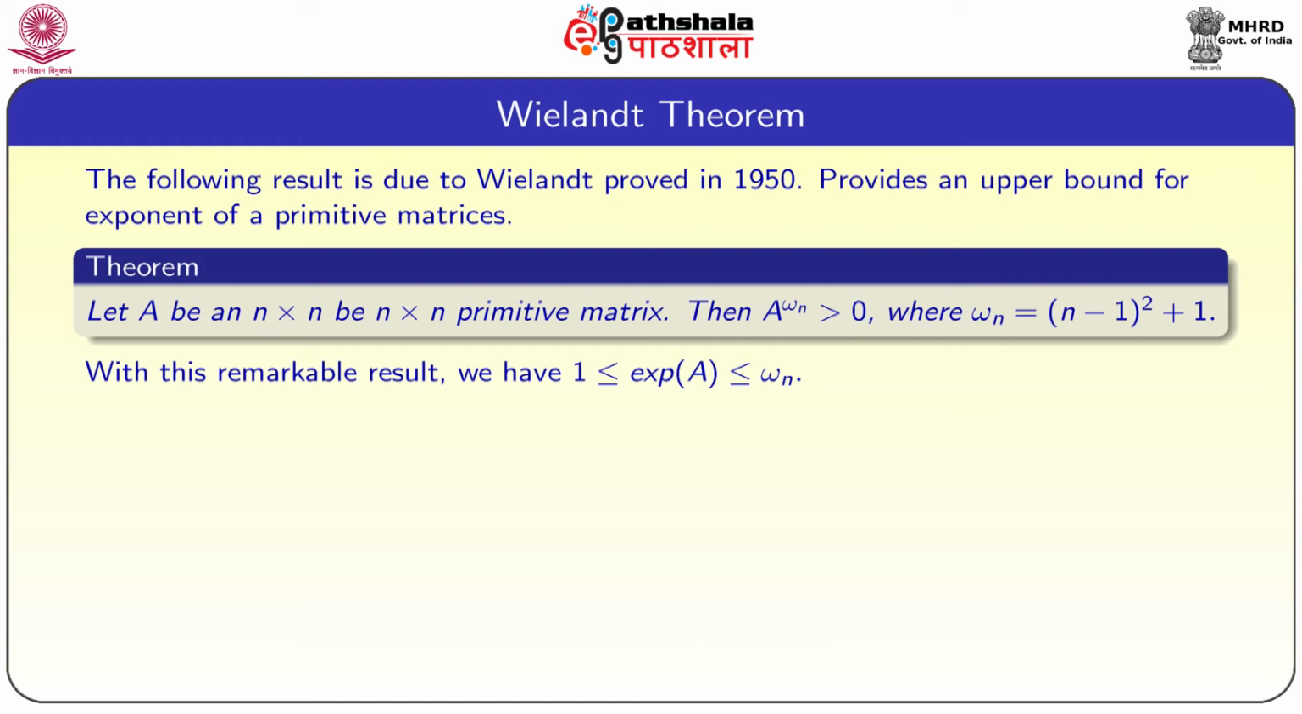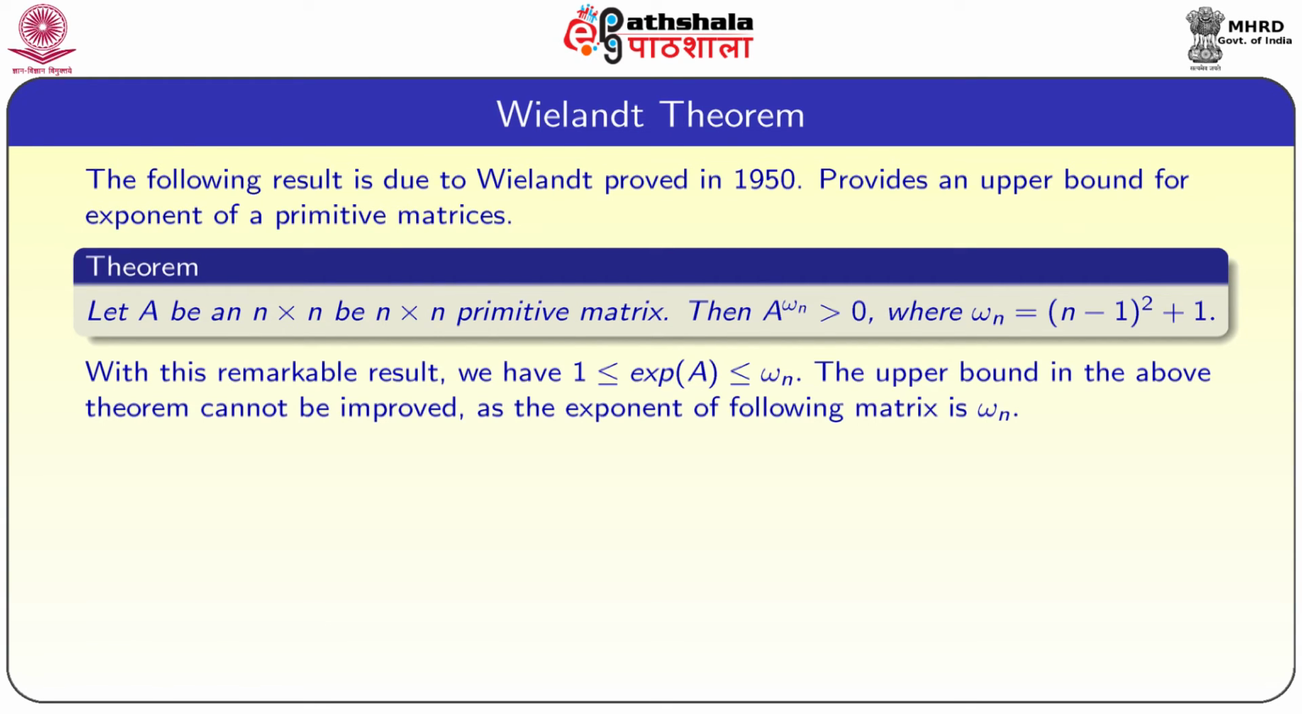So, Wielandt's result is very powerful. For every primitive matrix of order n, we know that the exponent is at most omega of n, where omega of n is n minus 1 whole square plus 1. So, in order to check whether a given matrix is primitive or not, it is sufficient to evaluate A power omega n, and if it is a positive matrix, then we conclude that it is primitive. If A power omega n contains at least one 0 entry, then we can conclude that it is not a primitive matrix.